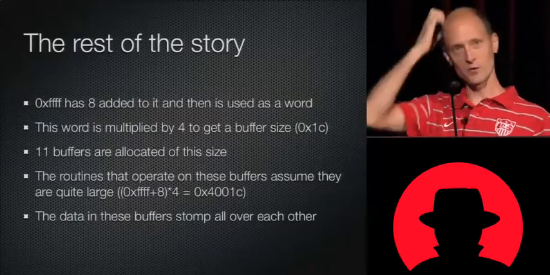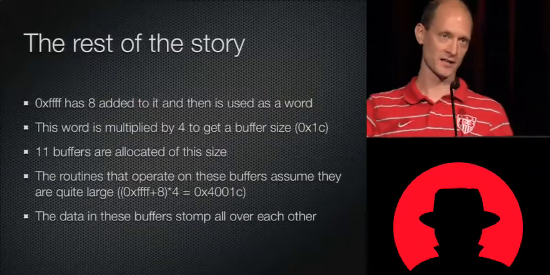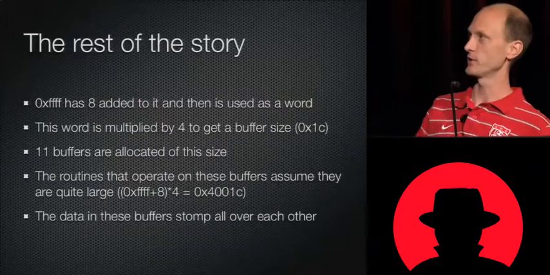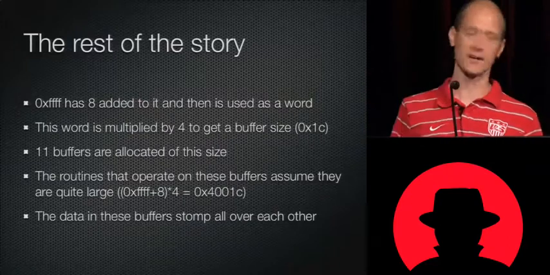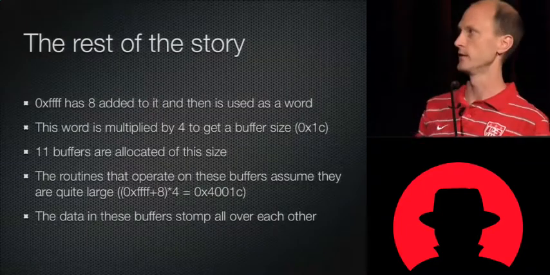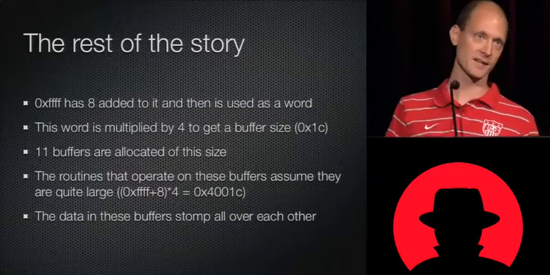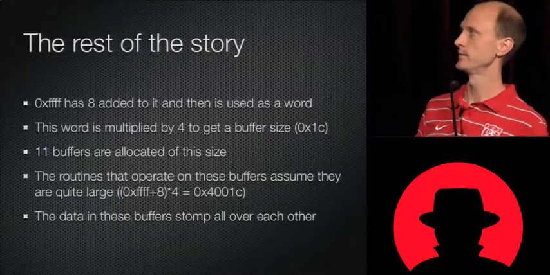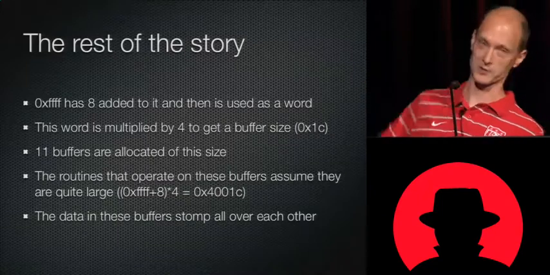So then what's the end of the story? And this is all outlined in the actual white paper, but I don't have time here. So this FFFF we saw had 8 added to it. It overflowed. And then it uses this for an allocation size. So it multiplies by 4 to get the size, because it's like D words. So the size in the bad file is 1C.